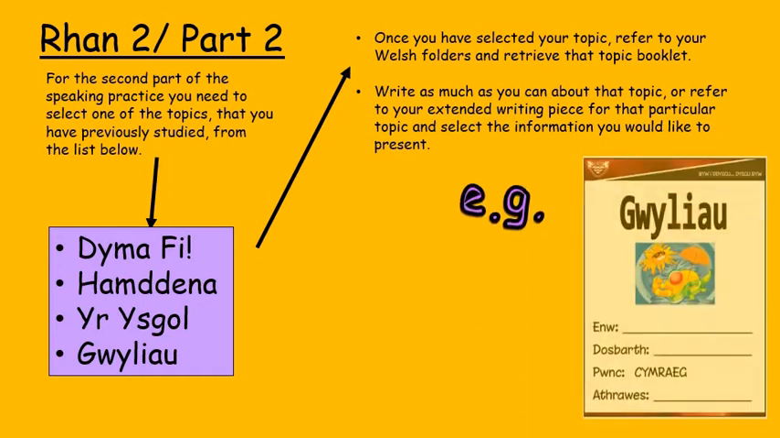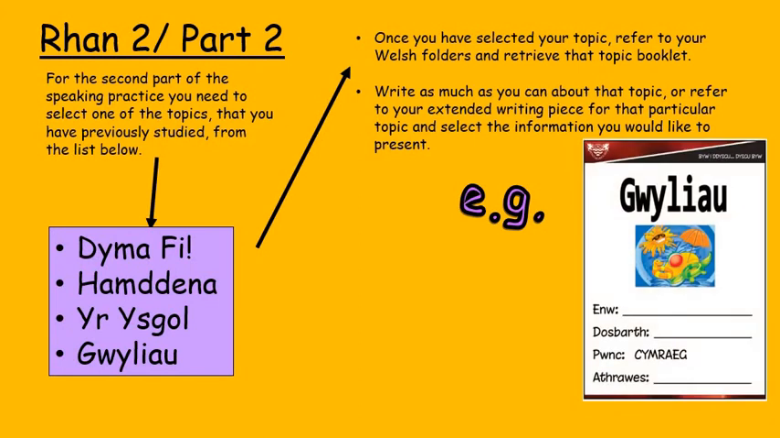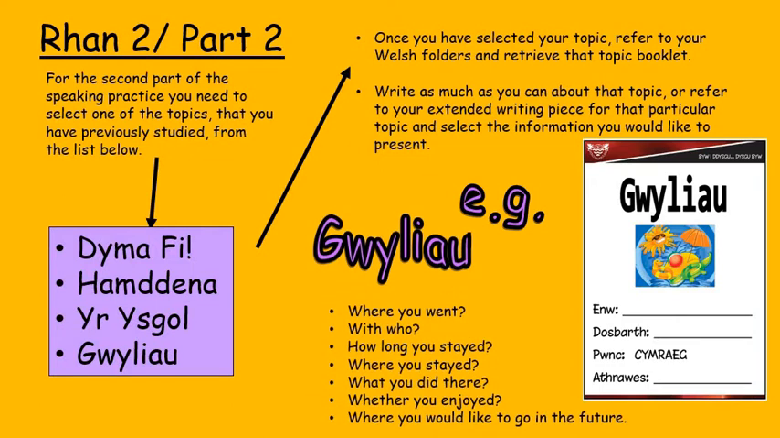So for example, if I decided that the second part of my presentation was going to be on the topic gwyliau, I would be going to find my gwyliau booklet and I would be looking at what are the type of things I would like to include in this part of the presentation. So I'd be including where I went on holiday, who I went with, how long I stayed on holiday for, where I stayed, all the activities that I did on holiday, whether I enjoyed or not, and to make sure that I vary my tenses, looking at where I would like to go and visit in the future.